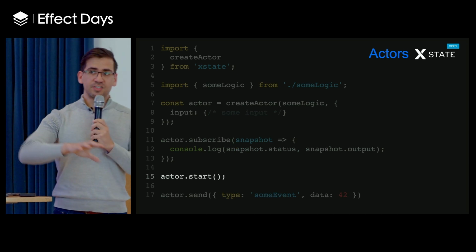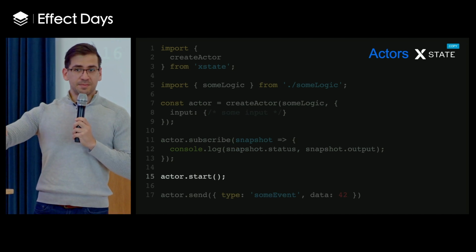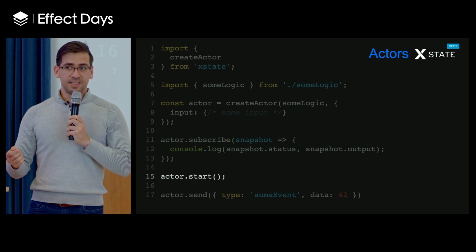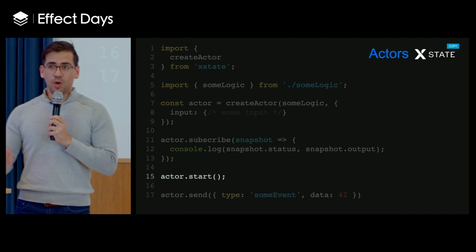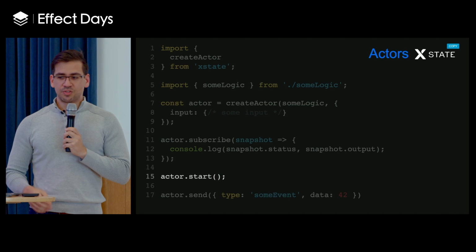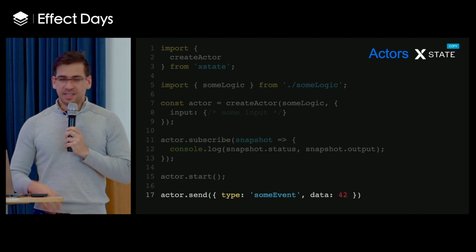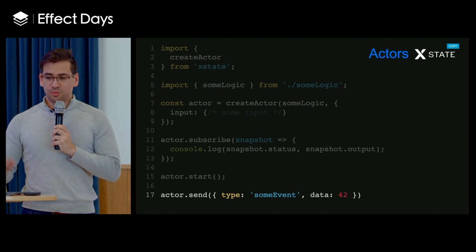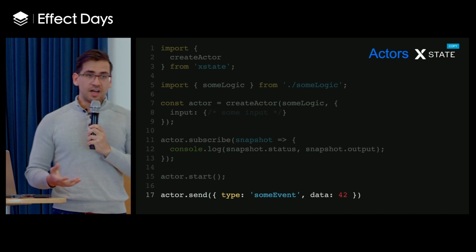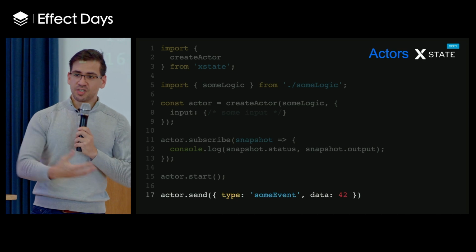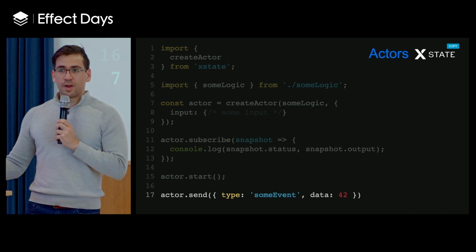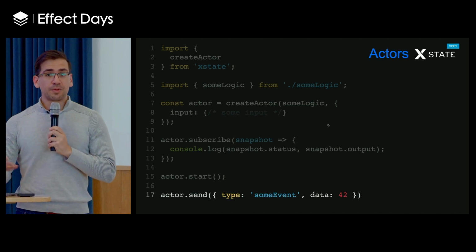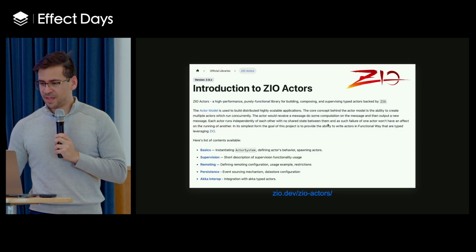So actors are lazy. Just like in Effect, programs are not started immediately by default. And this is by design. You want to control when the execution of that happens. And then, of course, you could send those actors events. And what's really nice is that all of that logic, whether you represent it as a state machine or something else, they all pretty much have the same interface.